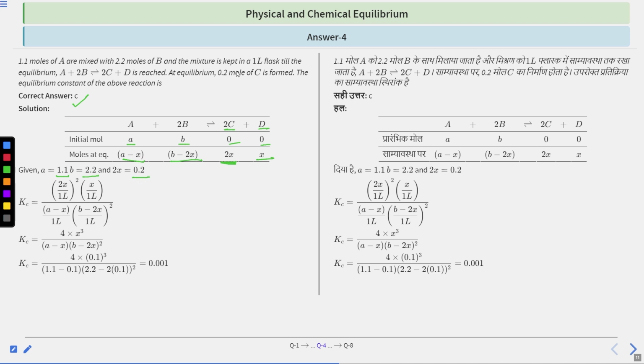It is given already in the question that at equilibrium 0.2 mole of C is formed. So C is forming as 2C, so 2X will be equal to 0.2. So from this equation we have X equals 0.1.